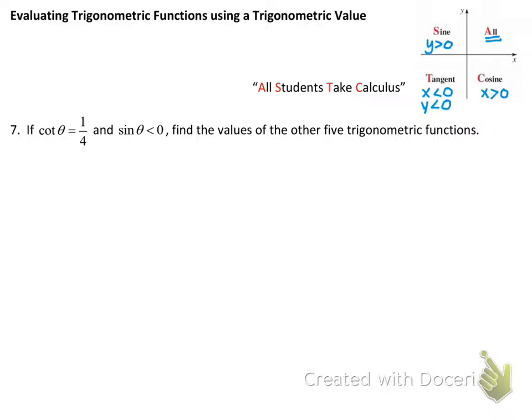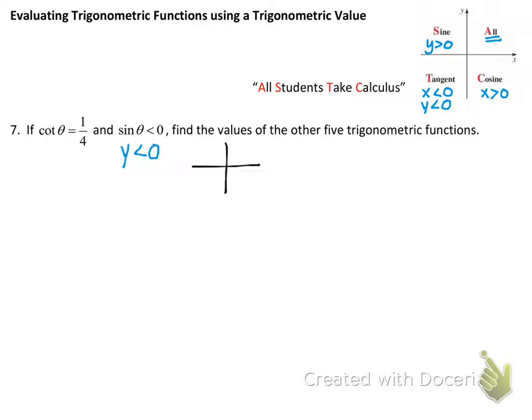Okay, so let's use that. So now, if we know that cotangent of theta is 1/4 and sine of theta is less than 0, so that pretty much says that y is less than 0. That's what that's saying. All right, so we're going to draw a little coordinate graph just to identify the signs.